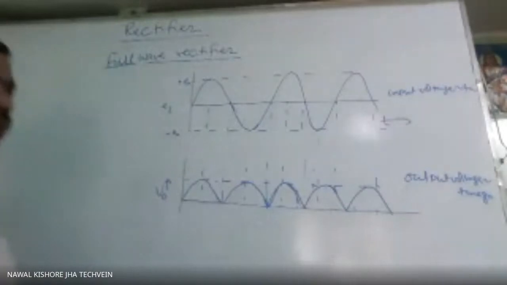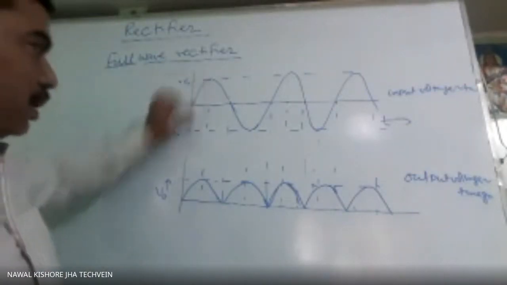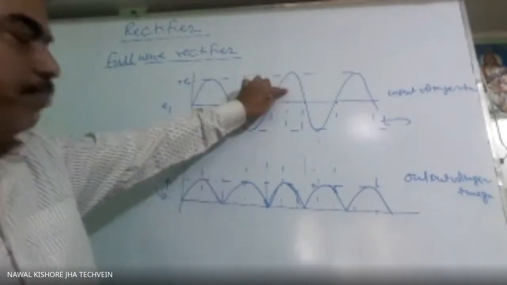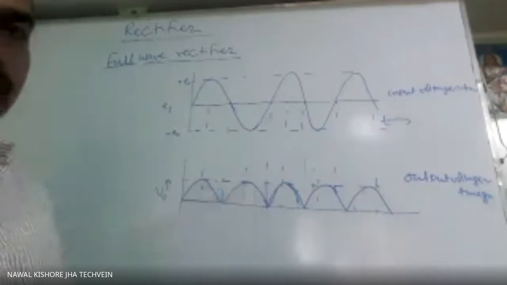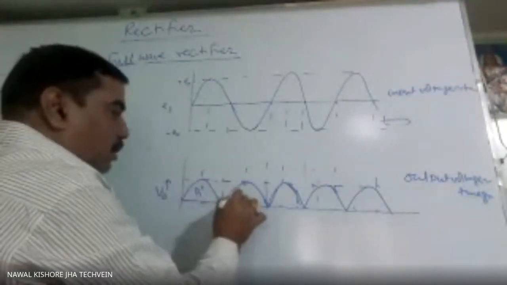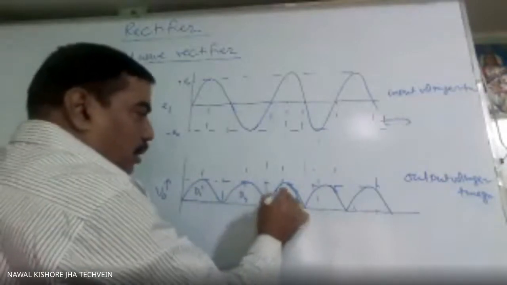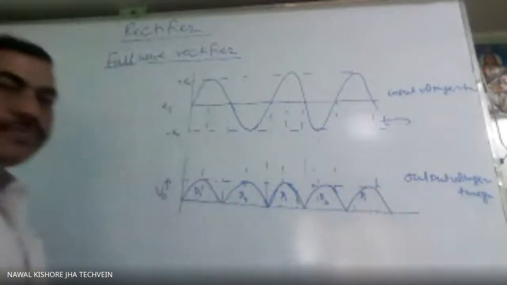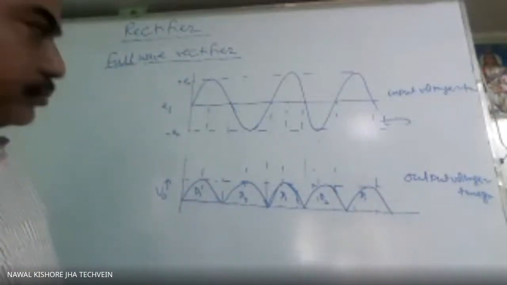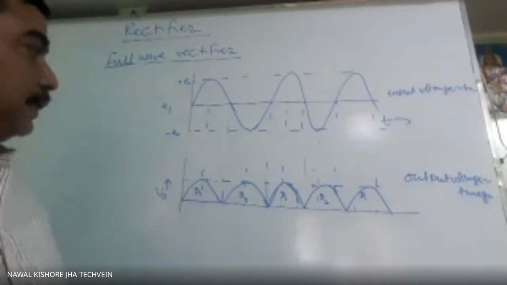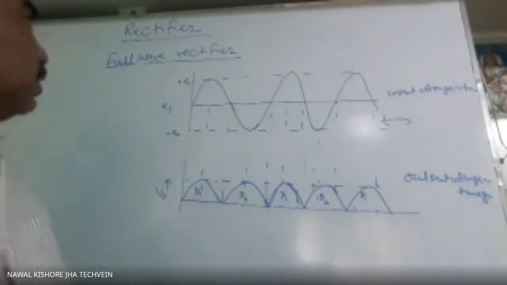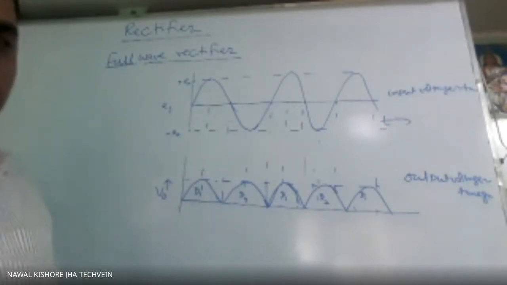So this graph is like this. For the positive half cycle, the upper diode will conduct. For the negative half cycle, the lower diode will conduct. Again, for a positive half cycle, the upper diode will conduct. If you name them D1 and D2, D1 is the upper one and D2 is the lower one, so D2 is conducting, then D1 is conducting. Okay, so this is the full wave and half wave rectifier.